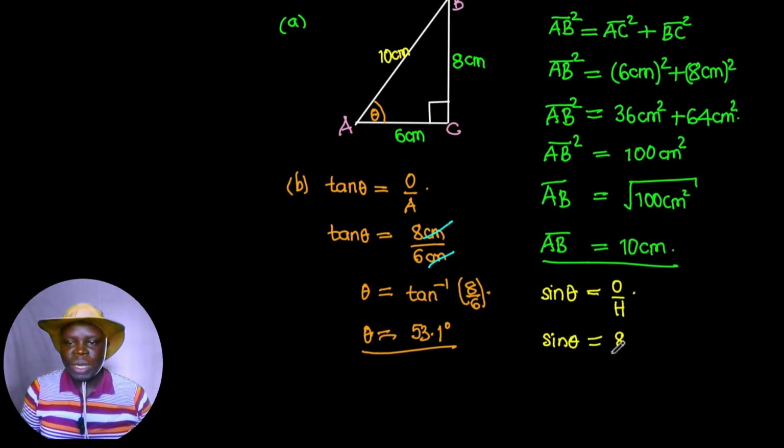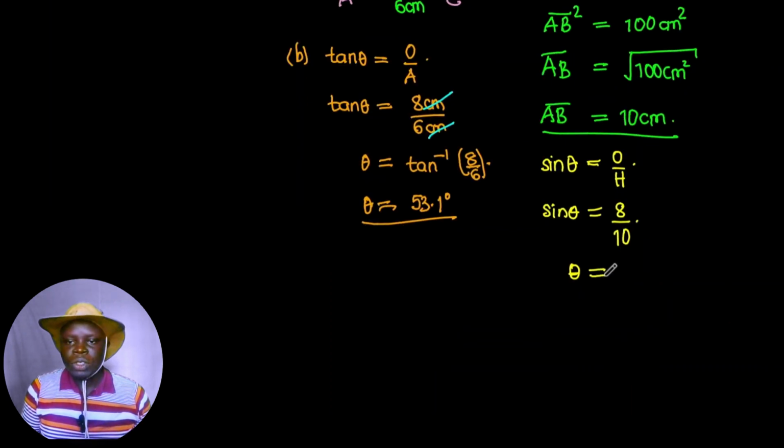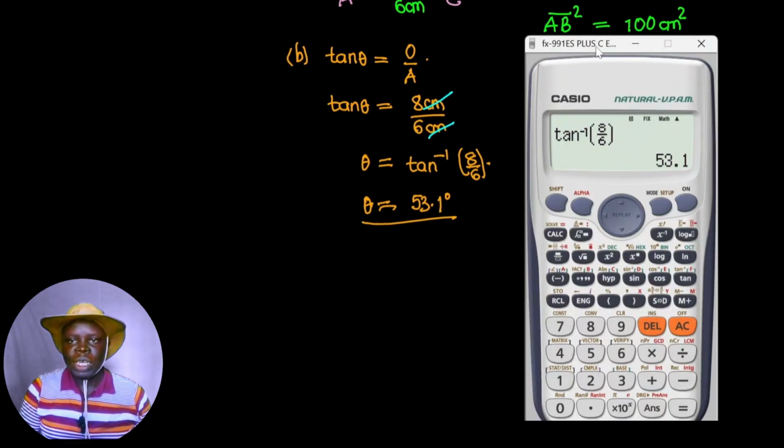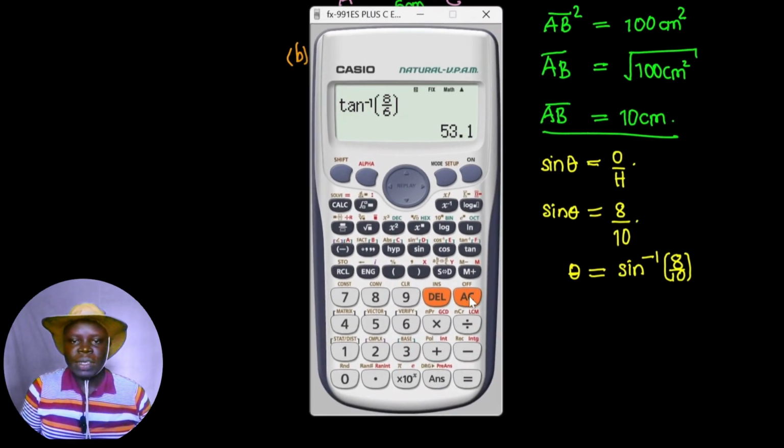This time we're working without the units: opposite over hypotenuse, and that is 8 over 10. So this is equivalent to arc sine of 8 over 10. Again, we can get our calculator and punch that in to get the same result. So, second function, sine of the angle, 8 over 10, closing up this bracket, and this must give us 53.1 as before.